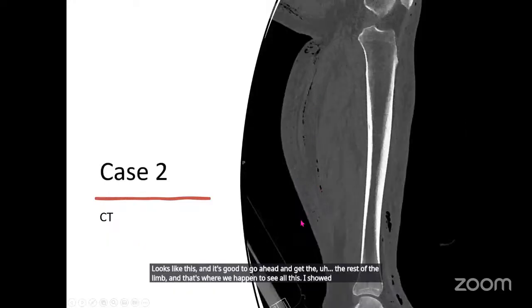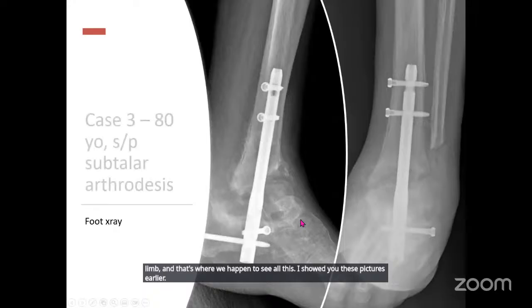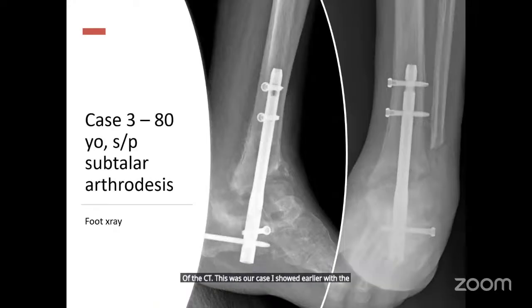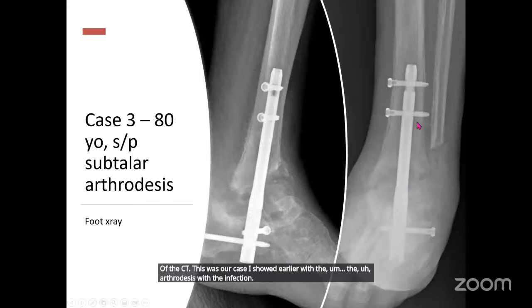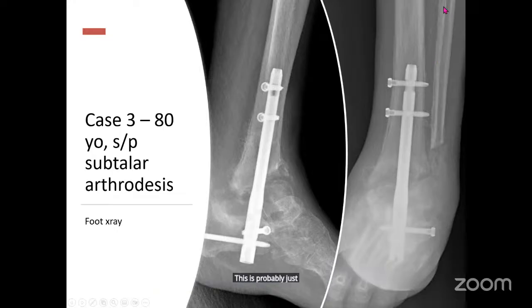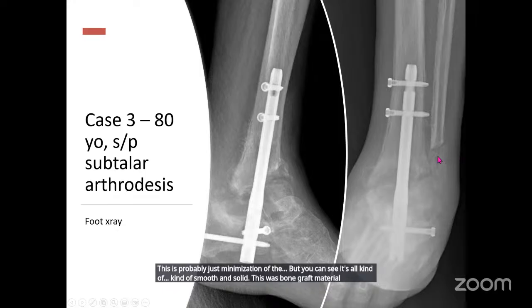I showed you these pictures earlier of the CT. This was our case I showed earlier with the arthrodesis with the infection. This was actually before the prosthesis was infected. There's no osteolysis next to the tissue here. All of the periosteal reaction is this smooth, undulated periosteal reaction. It's not feathery or kind of broken. This is probably just mineralization in the syndesmosis, but you can see it's all kind of smooth and solid. This was bone graft material that was starting to mature.